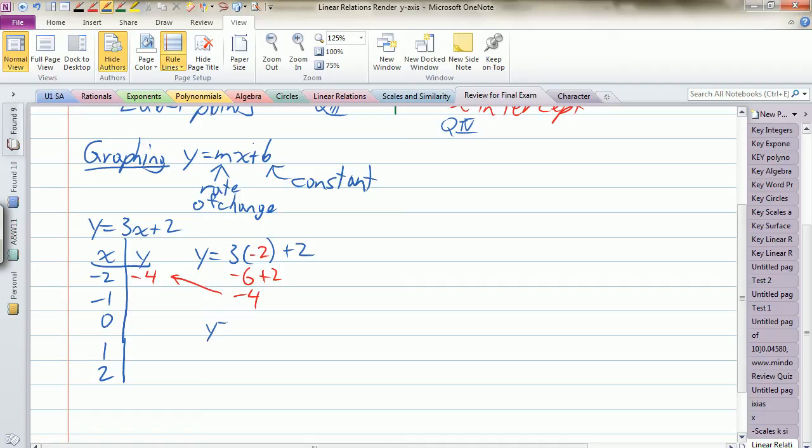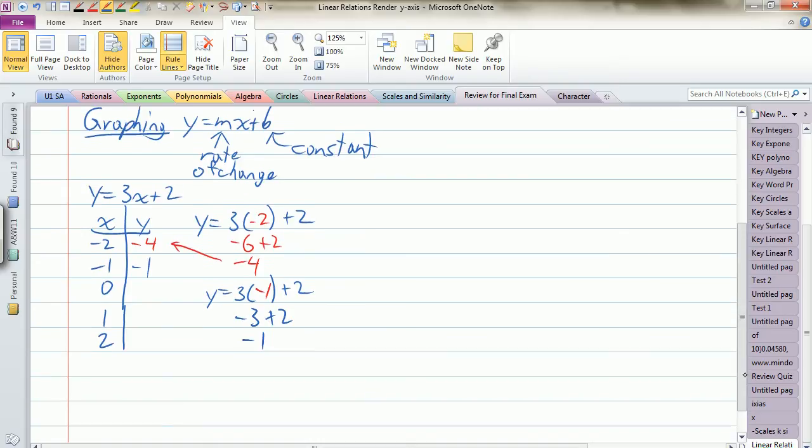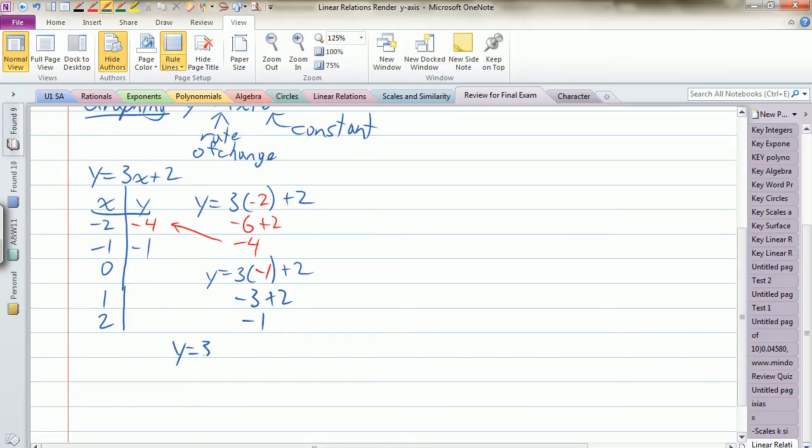And we do the same thing by changing the x to a -1 value. So x changes, and this is going to change our y value. So we get -3 plus 2, we get -1 as our answer. And then for 0, when you get y equals 3 times 0 plus 2, 0 plus 2, our answer is 2.